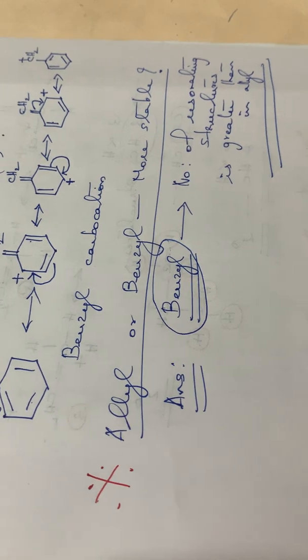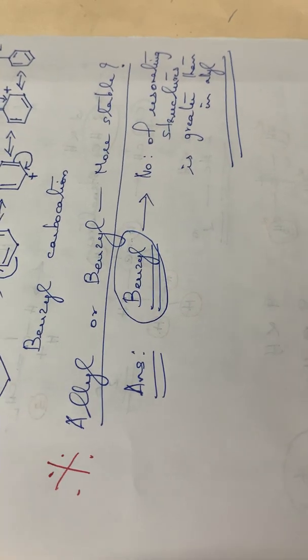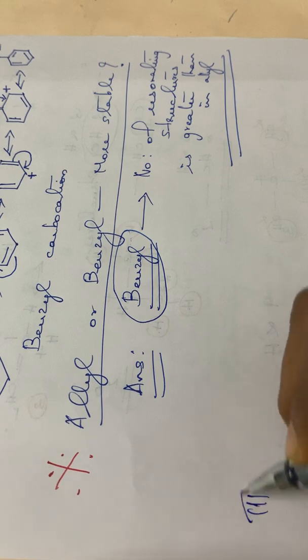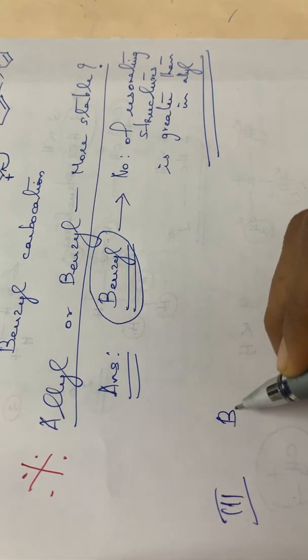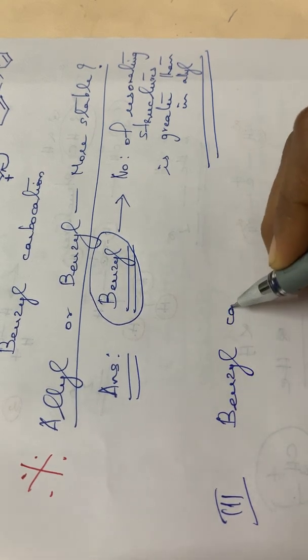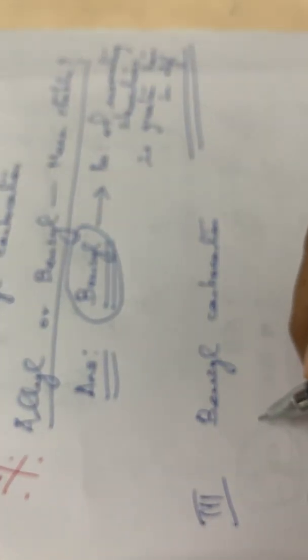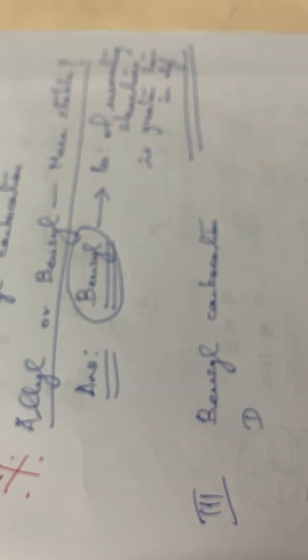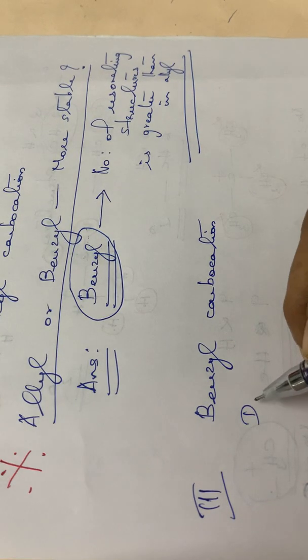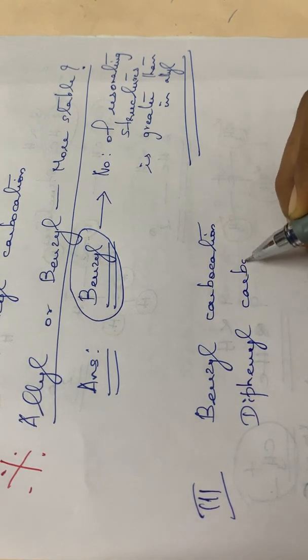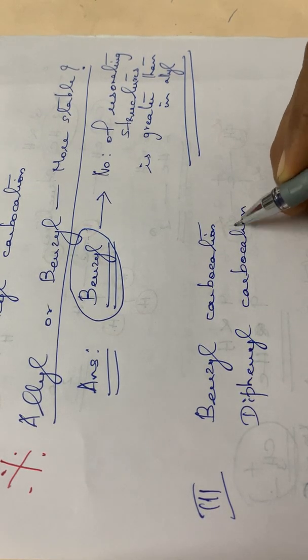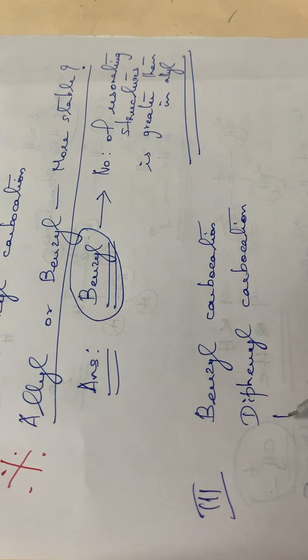Okay. See, next you have to compare three other carbocations. So the next part, the third one, that is benzyl carbocation. You have to compare the stability of benzyl carbocation, then diphenyl carbocation, and also a triphenyl carbocation.